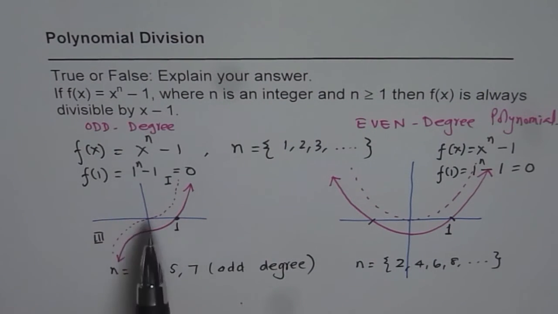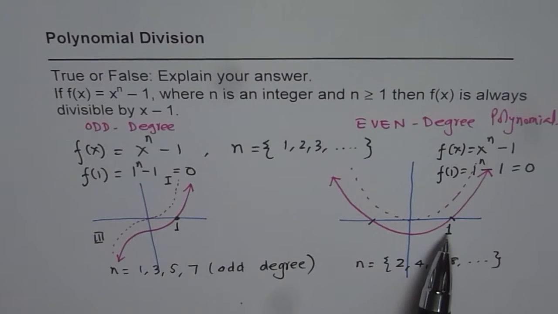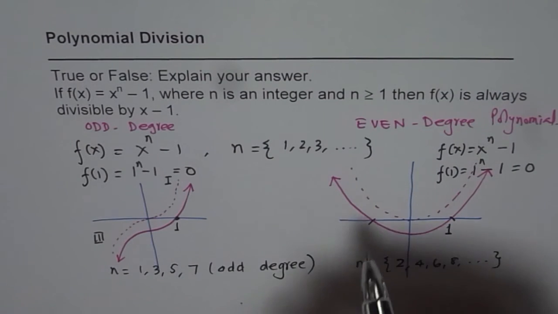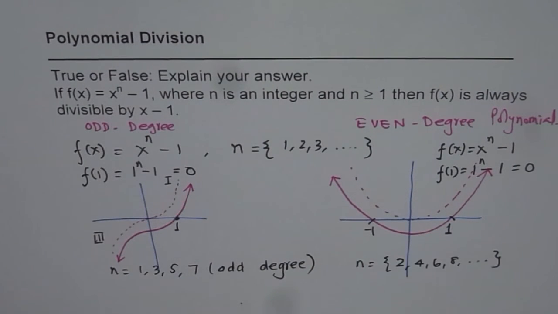So since we have taken both the cases, n could be odd or even, in both the cases, x minus 1 is a factor. And that is how you can prove it, right? You'll also notice here that minus 1 is also a factor when n is even, right? So I hope that helps and makes you understand the whole concept behind it.